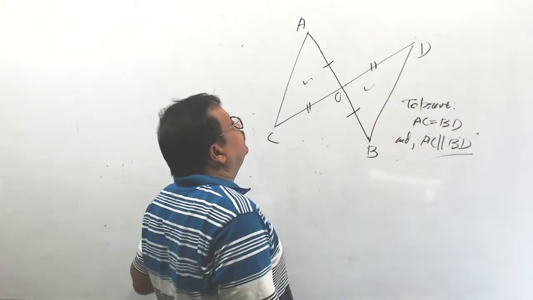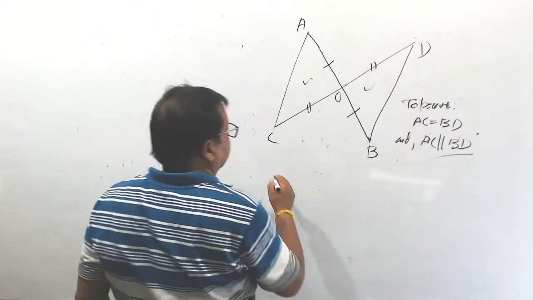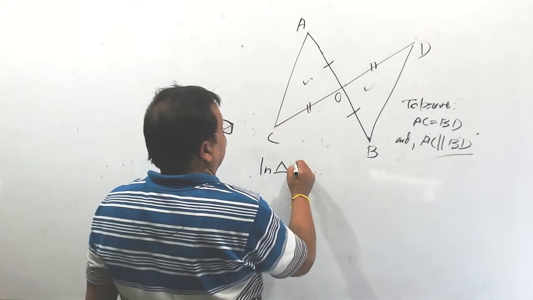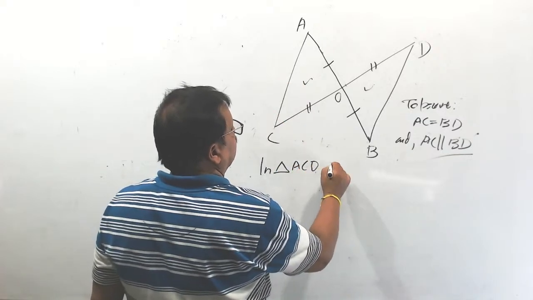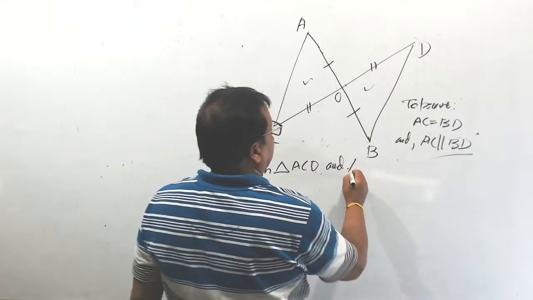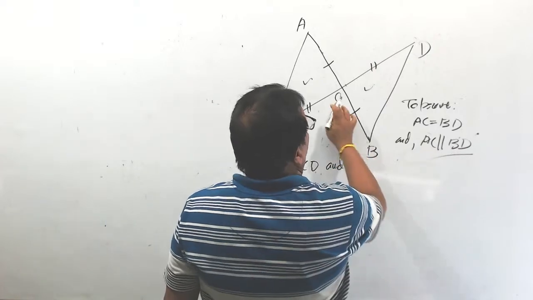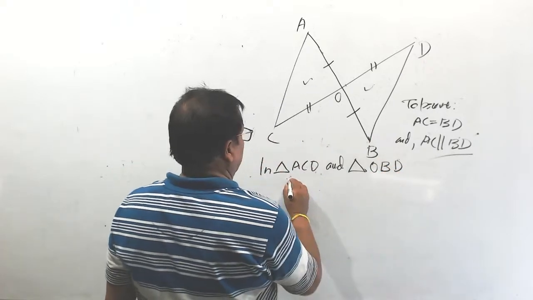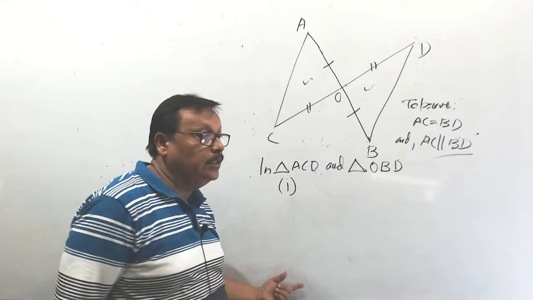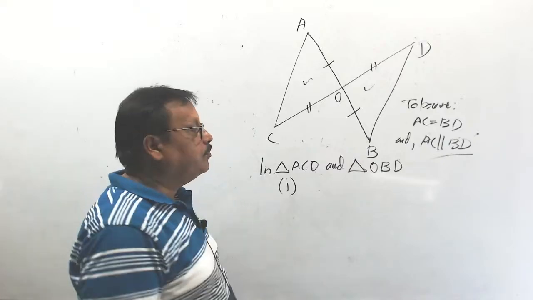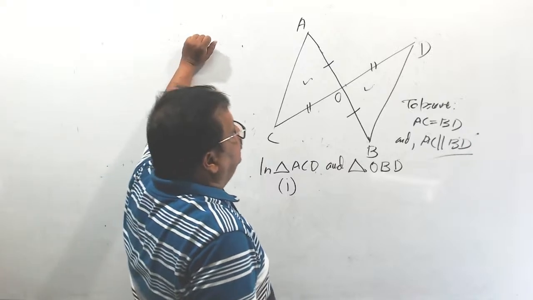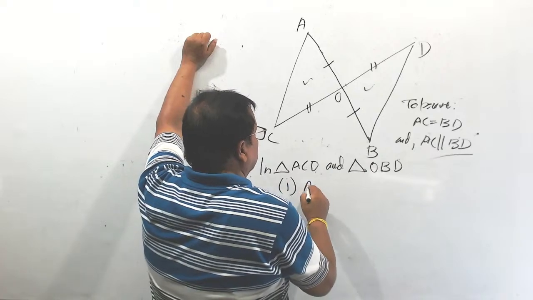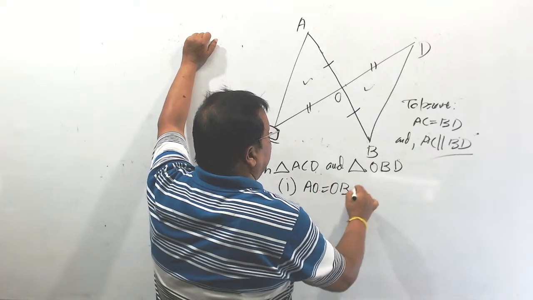Now, how will you prove? In triangle ACO and triangle OBD, Roman 1, Roman 2, Roman 3, this way you will write. Understood? AO is equal to OB, given. What is the reason? Given.